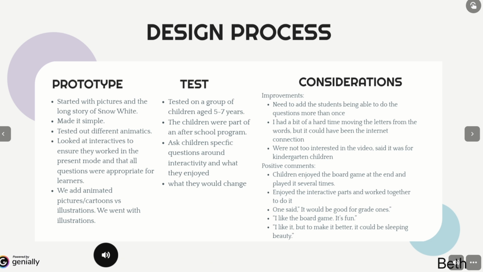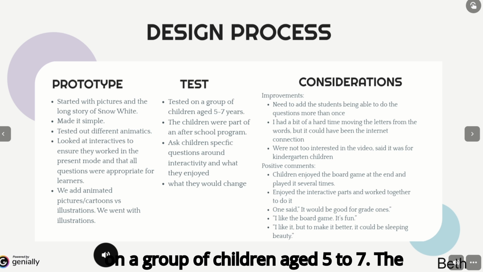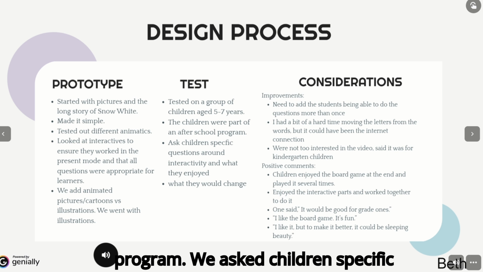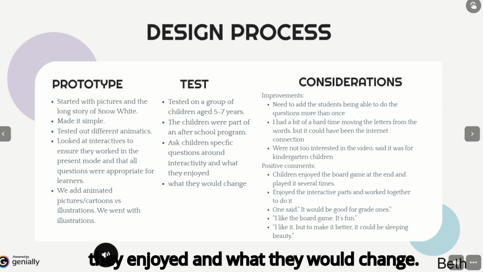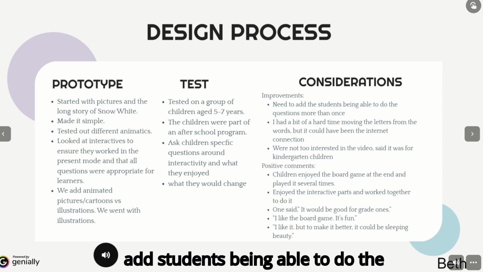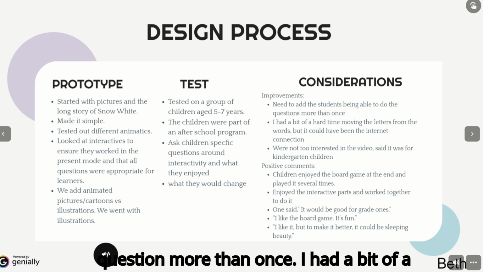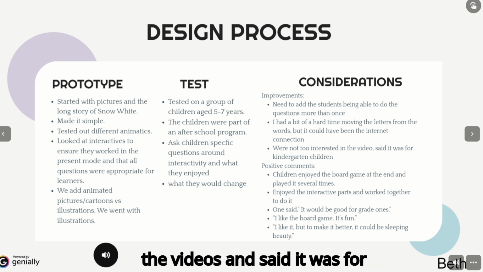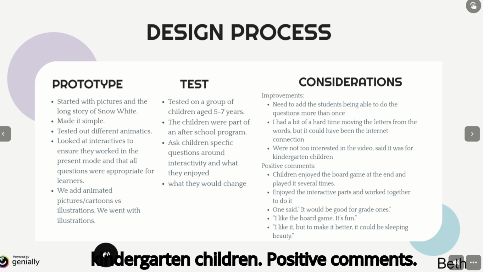Test. We tested on a group of children aged 5 to 7. The children were part of an after-school program. We asked children specific questions around interactivity and what they enjoyed and what they would change. Some considerations, improvements: need to add students being able to do the question more than once. One had a bit of a hard time moving the letters from the words, but it could have been an internet connection. Some were not too interested in the videos and said it was for kindergarten children.